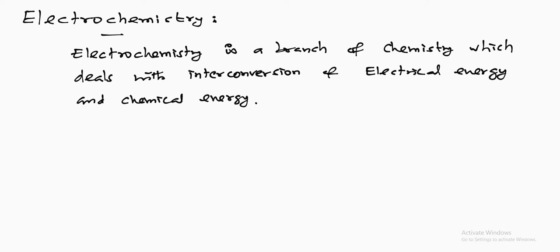Okay, by passing current you can make some chemical reaction occur, or by making some chemical reaction take place, you can generate electricity. So you can convert chemical energy into electrical energy. You can also convert electrical energy into chemical energy. Right? So this branch of chemistry discusses mainly this interconversion.